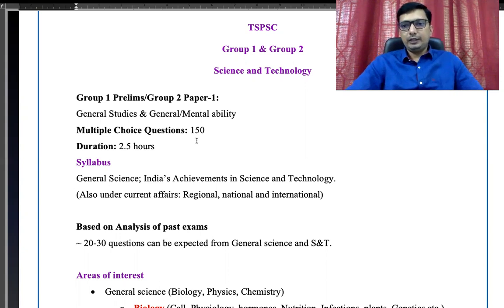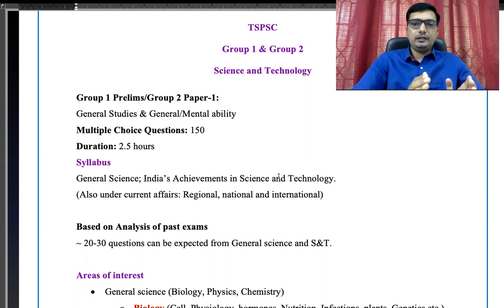Syllabus-wise, TSPSC specifies on the website "general science and India's achievements in science and technology." It's a one-liner, a single sentence, saying you have to study general science and India's achievements in science and technology. So what areas to cover? What areas have been asked in the exam before? These questions come into every student's mind, and I'm trying to answer them here.